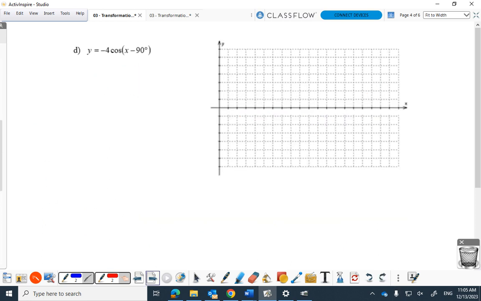Okay, -4 cosine x minus 90. 3 transformations here. Vertical reflection. Vertical stretch times 4. And then another one of these right 90 degrees things. So 2 verticals and a horizontal, so I'll do the table just slightly this way.